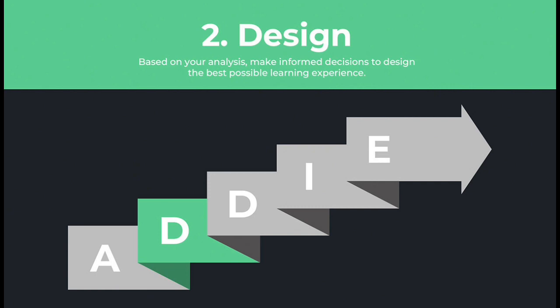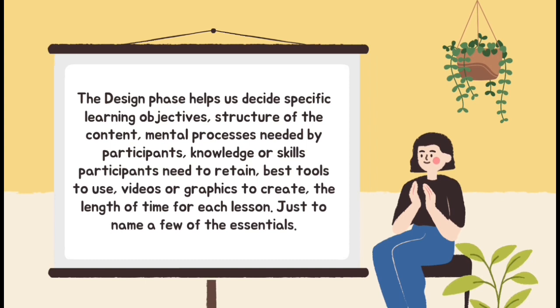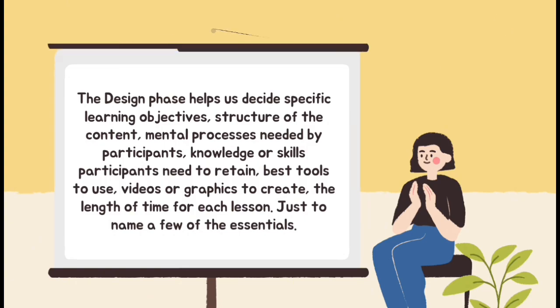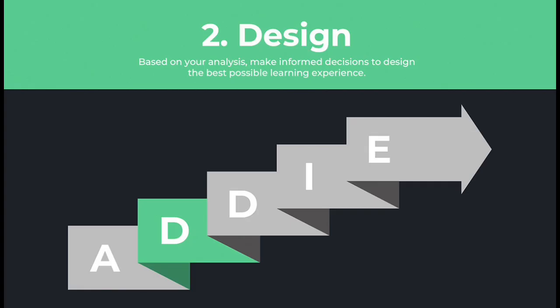In the design phase, review all the information from the analysis phase and make informed decisions about creating the learning program. Be aware that this phase is often time-intensive and requires attention to detail. The design phase helps us decide specific learning objectives, structure of the content, mental processes needed by participants, knowledge or skills participants need to retain, best tool to use, videos or graphics to create, and the length of time for each lesson. The ADDIE model suggests building a storyboard or blueprint of our entire e-learning course.